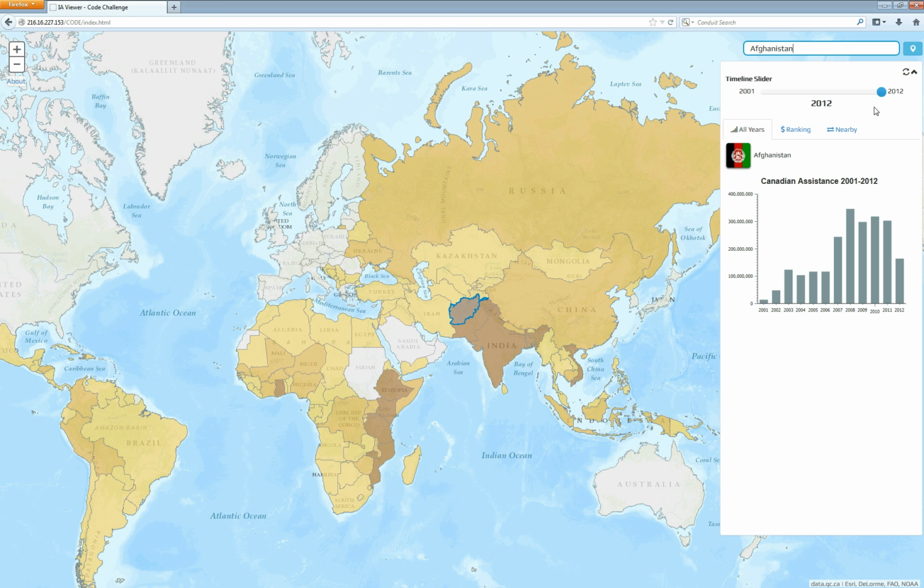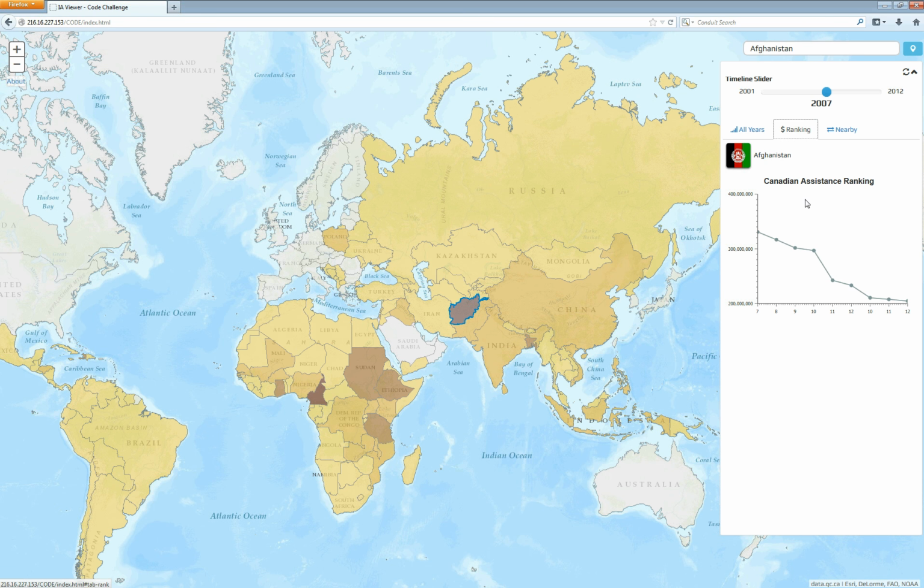In addition to looking at the basic amount of dollars that have gone by year, we can also look at the ranking. So in this particular case, the dollars that went to Afghanistan in that year, it was 11th overall out of a total of about 2,000 records that are in the database.